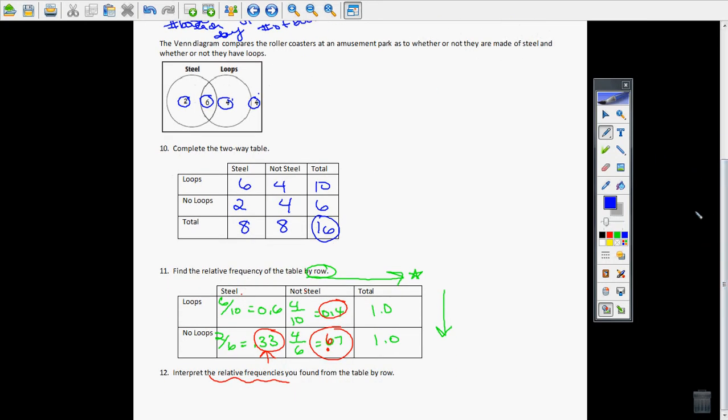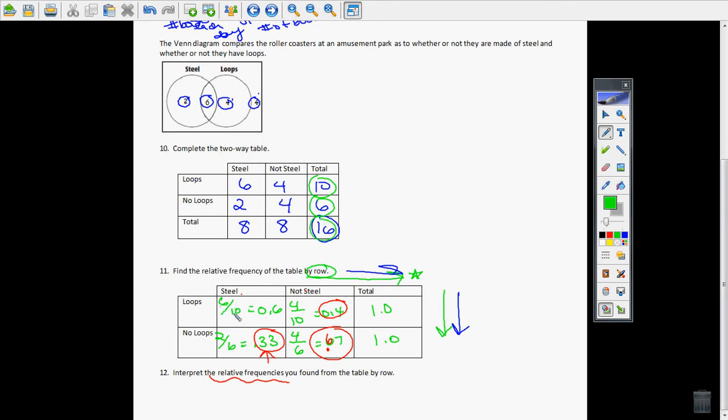Your relative frequency is based on a grand total of whatever. So, in this problem, I told you to find the relative frequency by row. Row is what goes left to right. This would be column going up and down. Rows go left to right. So, my totals here are 10, 6, and 16.